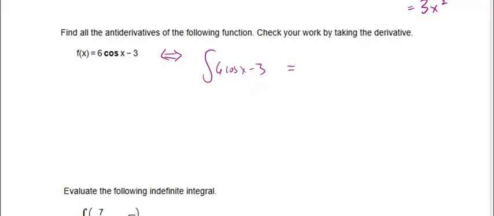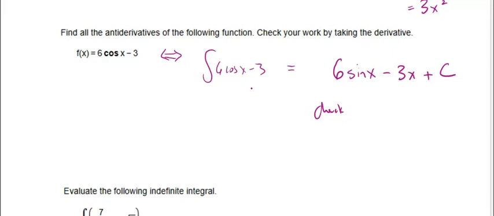Okay, so what's the antiderivative of cosine? Well, the 6 will come along for the ride. I'm going to write sine, because I know if I take the derivative of sine, I get cosine. And the derivative of what function just gives you 3? That should be 3x. And then I do a plus c. Right? These are a little trickier, so you can always do the check.